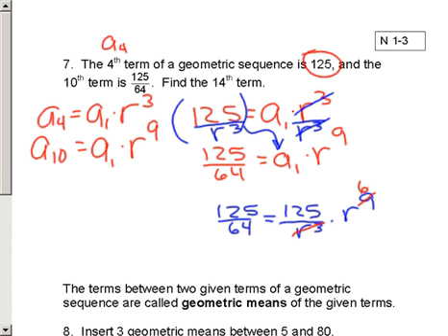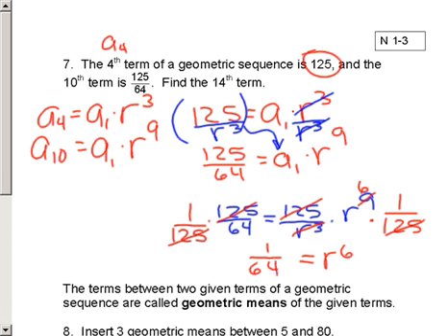Now how do we get rid of the 125 that's with the R? Because we're trying to get the R by itself. You can divide by it, or since this is a fraction, I like to multiply by the reciprocal, but it's the same thing. What's going to happen to the 125? They cancel here, and they cancel here. So we get R to the 6 equals what? 1 over 64.